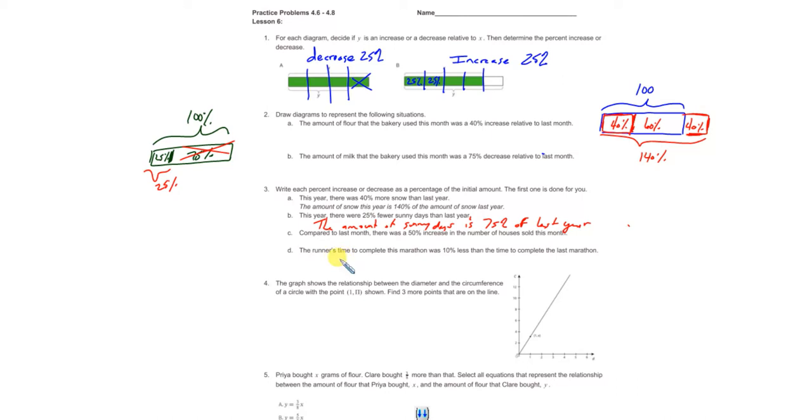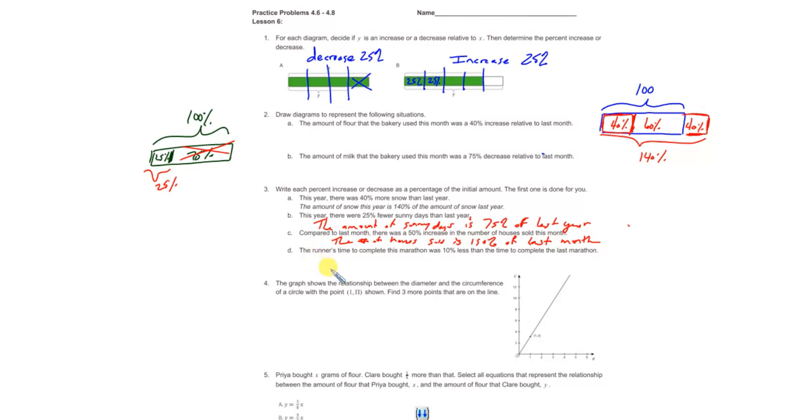The next one for C says compare to last month. There was a 50% increase in the number of houses sold this month. So a 50% increase means that the number of houses sold is 150% of last month, because we added 50% onto the whole, so it'd be 150%, 50% more.